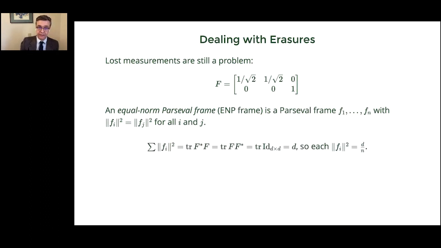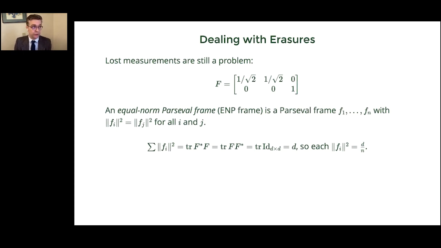And when n is bigger than d, then these norms can't be equal to 1. It turns out that the squares of the norms have to be exactly equal to d over n. So if you want equal norm Parseval frames, then the squared norms have to be the same as the aspect ratio, d over n.